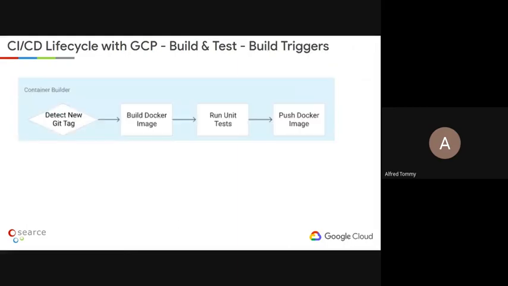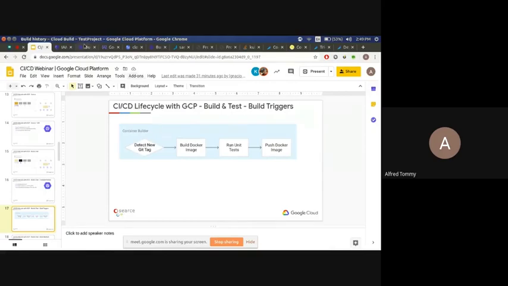So here is what a trigger would look like, right? What we're going to do is keep a trigger that initiates itself every time a new Git tag has been pushed to the repository. That trigger would go ahead and build the Docker image, run some unit tests, and after successful completion of the build, it would push the image to the container registry. So let's take a look at what our container builder looks like.